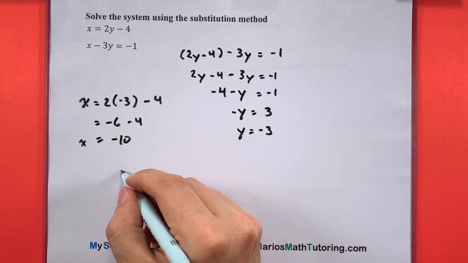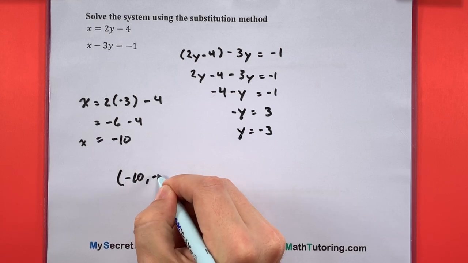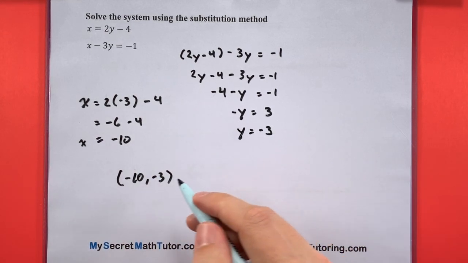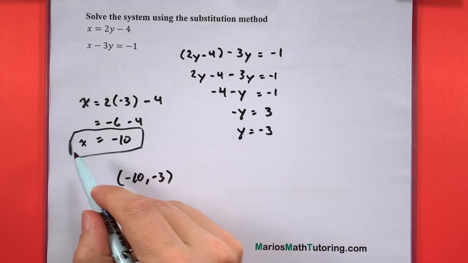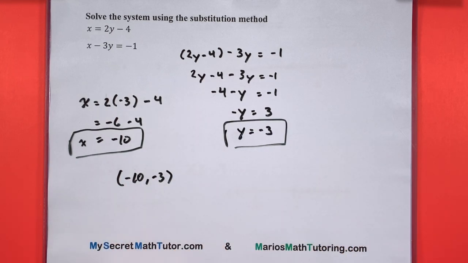We can either write this as an ordered pair, where I have my x and y, or you can just go ahead and leave it as x equals negative 10, y equals negative 3, as long as it's clear what each of the variables represent.